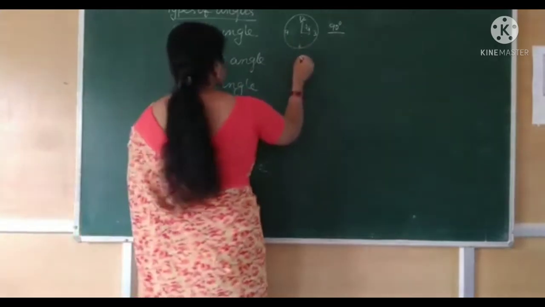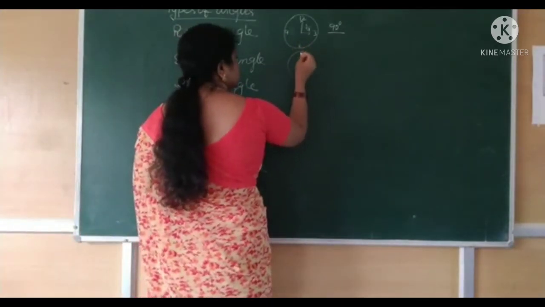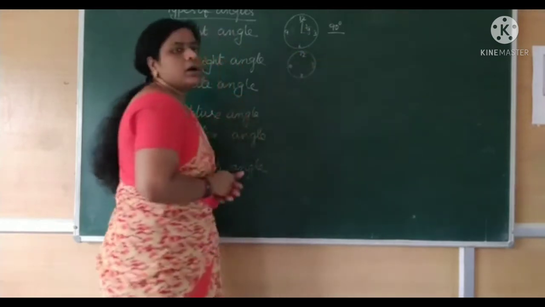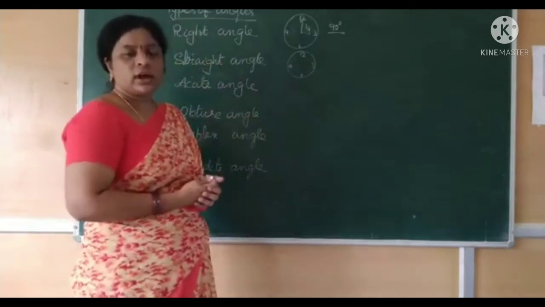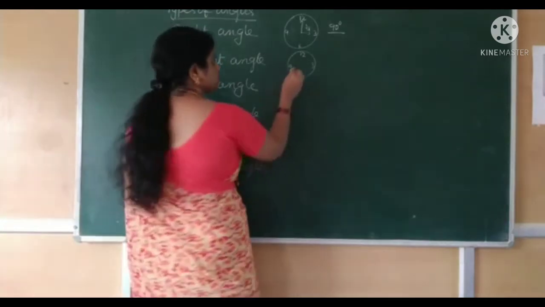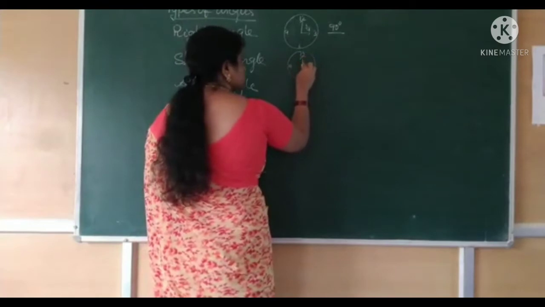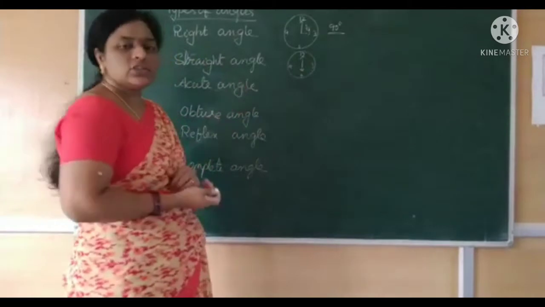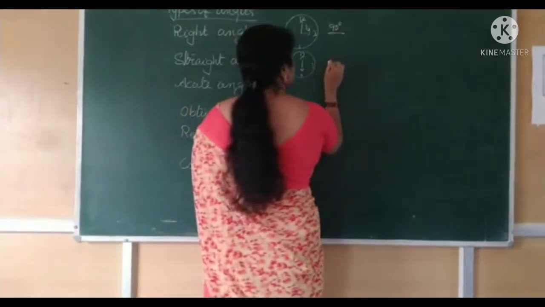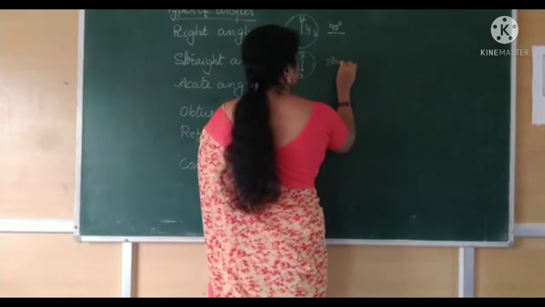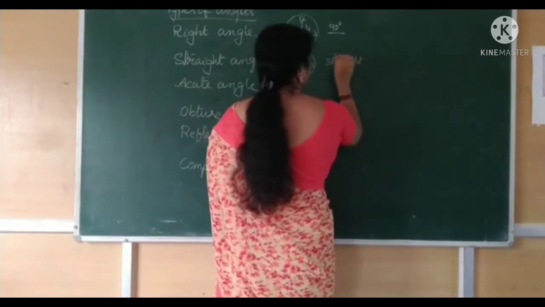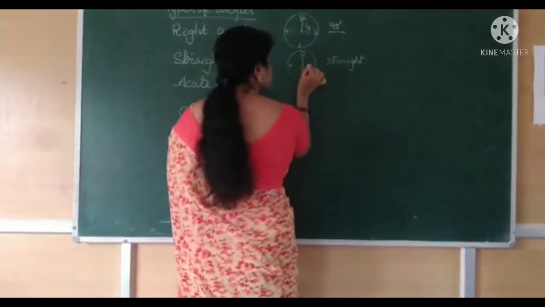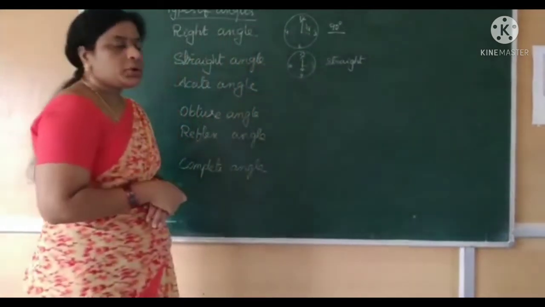Next, straight angle. Hour hand takes half revolution. It is nothing but straight angle. This is straight, so straight angle. Straight angle or 2 right angles.